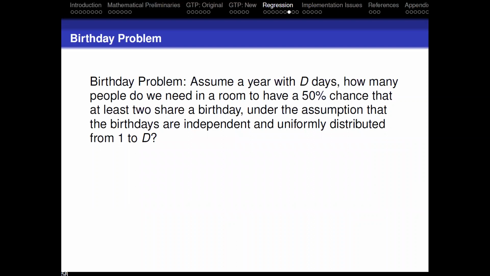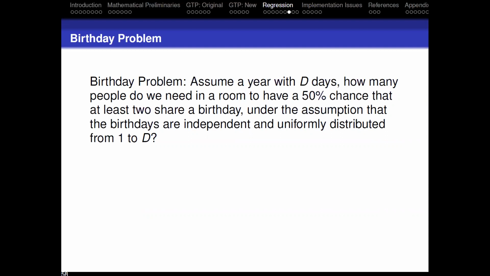I'm going to just briefly mention the birthday problem because I know a lot of people have heard this over the years. Assume everybody is equally likely to be born on any day. How many people do you need to have in a room to have at least a 50% chance that two people share a birthday? You can do this with 365 days in the year, or more generally with D days in a year.